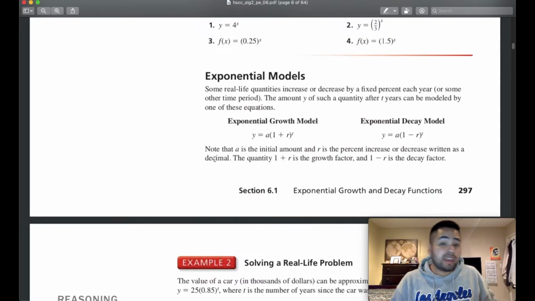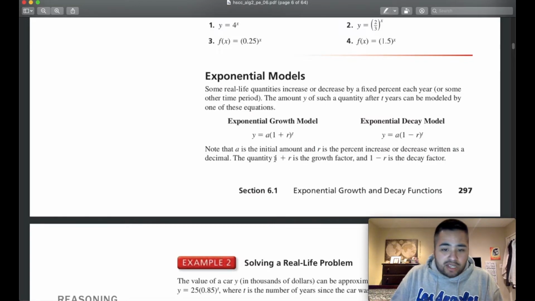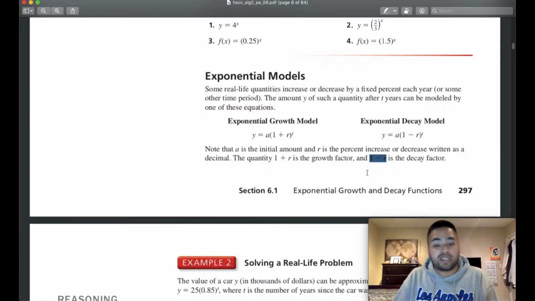I may ask you in the homework to tell me r in decimal, or I may ask you to tell me r in percentage. I will let you know once we get there. Exactly as they were saying, the quantity 1 plus r is the growth factor. We know that 1 plus r is going to be greater than 1, so it's a growth factor, and 1 minus r is less than 1 but also greater than 0, therefore it's a decay factor.